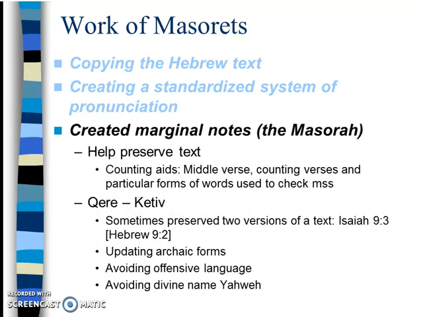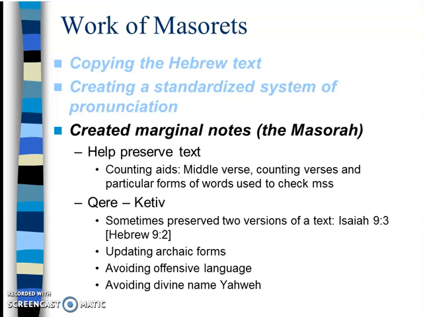They also created a series of marginal notes known as the Masorah, and these marginal notes were intended on helping the scribe preserve the text without any variation. Some of these were counting aids. For example, they'd mark the middle verse of a book of the Bible. And they would also count how many verses there were in a book of the Bible.